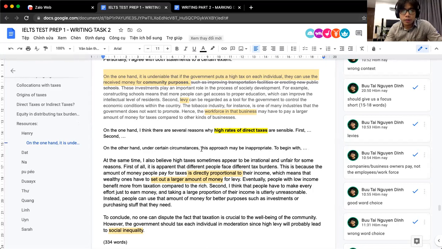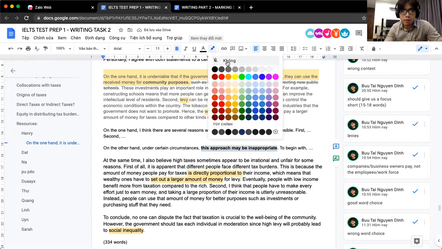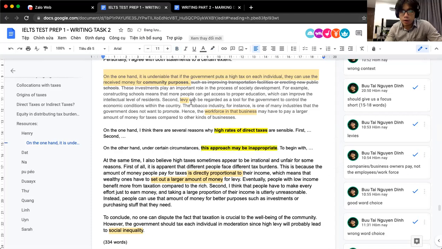So we keep the topic sentence short and concise and clear. When I say this approach may be inappropriate, we know that this paragraph is going to discuss the argument against the high rates of direct taxes. And we keep it short. That is how you should write a topic sentence.